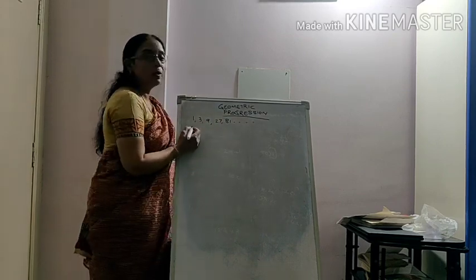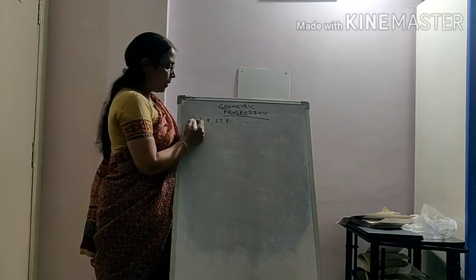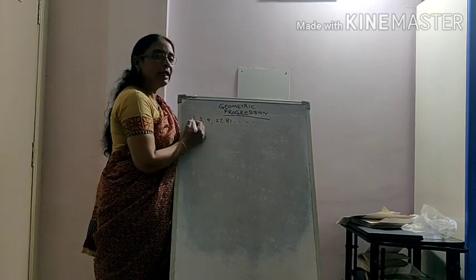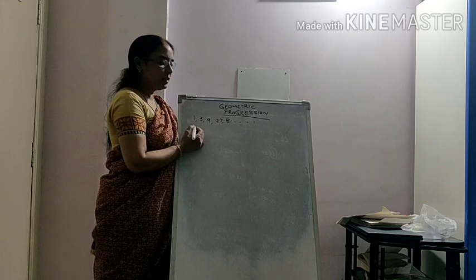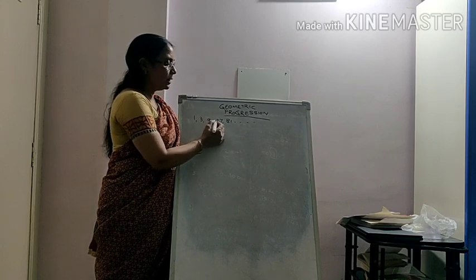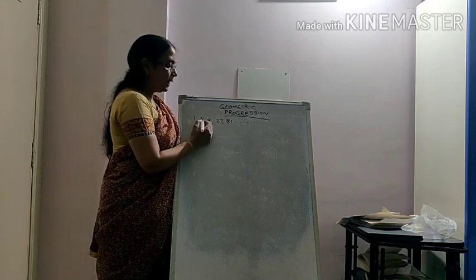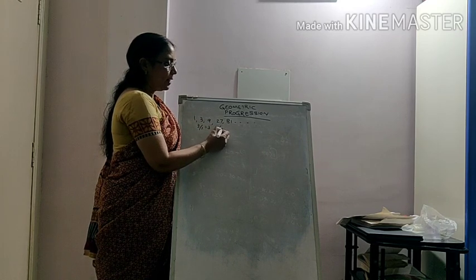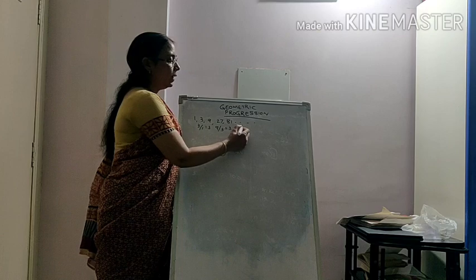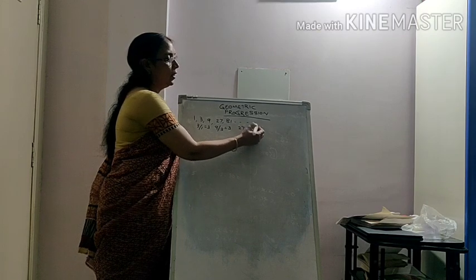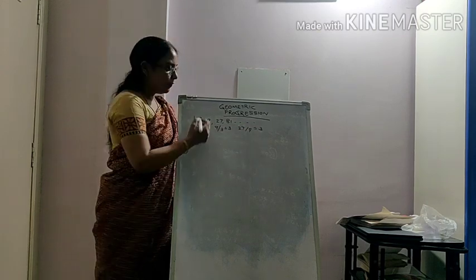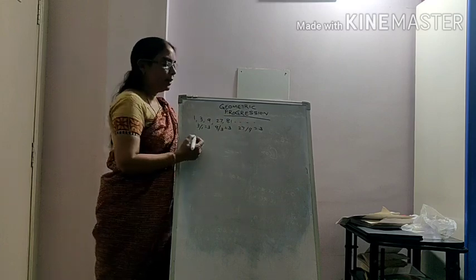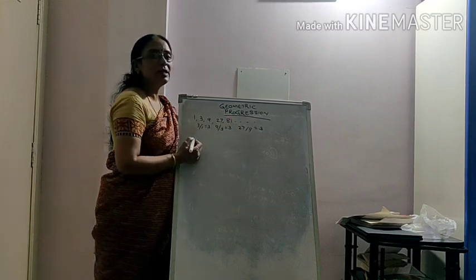If you observe the sequence, 3 minus 1, the difference is not the same: 3 minus 1 is 2, 9 minus 3 is 6, etc. But if you divide, 3 upon 1 is 3, 9 divided by 3 is 3, 27 divided by 9 is 3. It goes on like this. So we say these terms are in GP. This sequence is in GP.